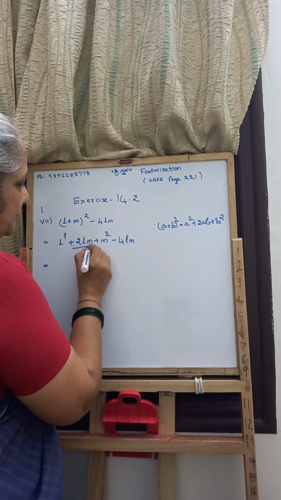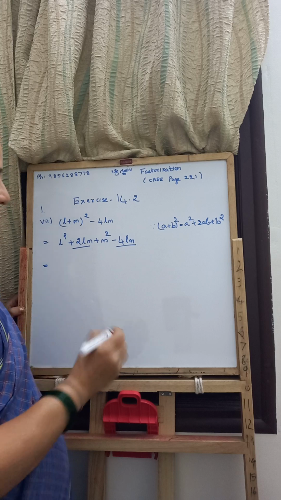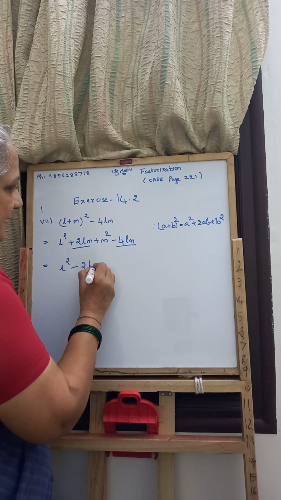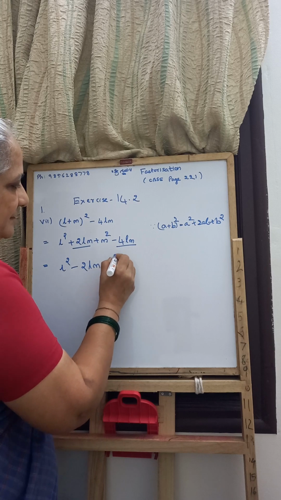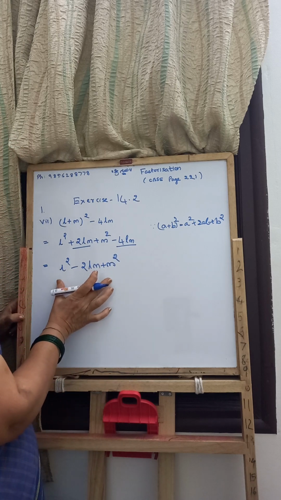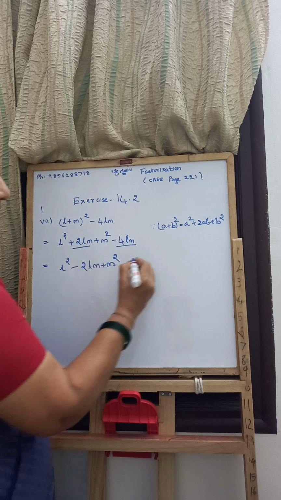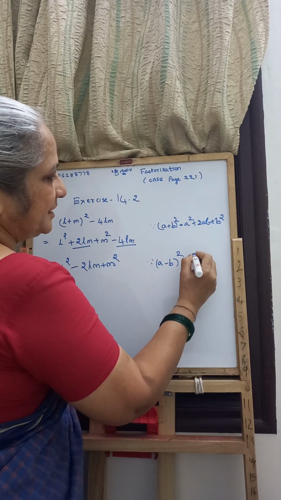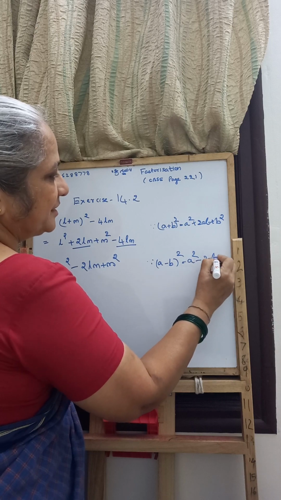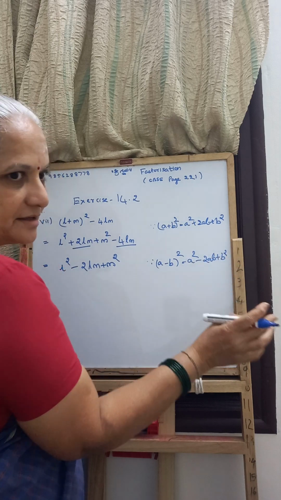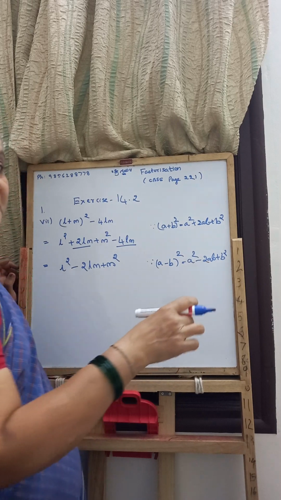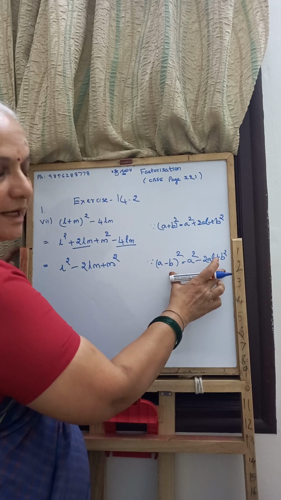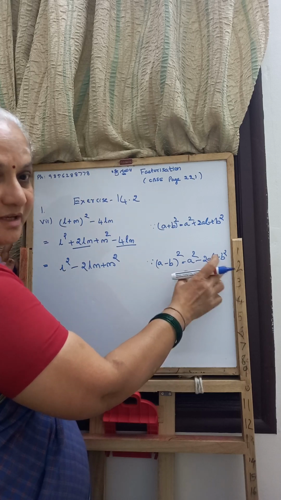By this, 2LM and 4LM are like terms. By solving them, we will get L square minus 2LM plus M square. Is this not in the form (L minus M) bracket square? Why? Because (A minus B) bracket square is equal to A square minus 2AB plus B square. This is the identity. These things you have to make a chart and keep on your table while studying, so that you can refer to the identities and you can remember them very easily.